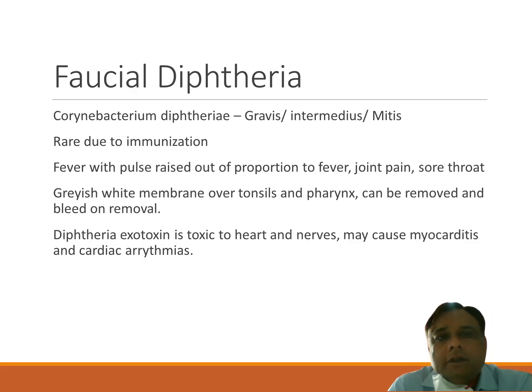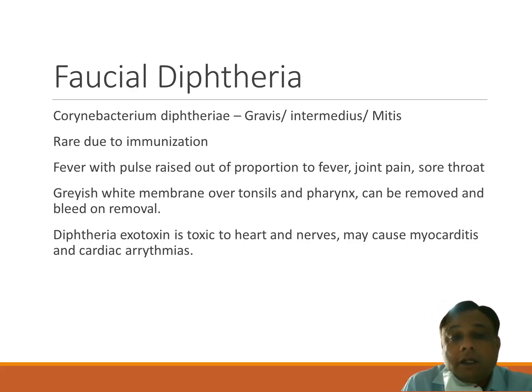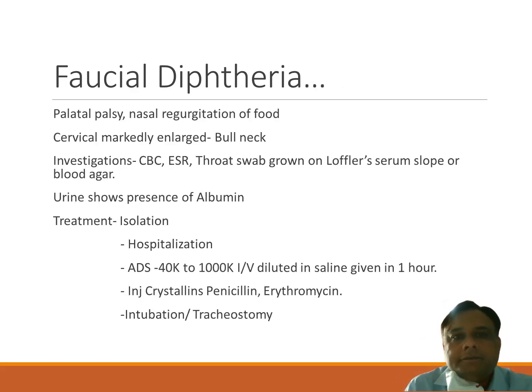So these are the different pathologies other than acute tonsillitis. Faucial diphtheria is caused by Corynebacterium diphtheriae, and is rare due to immunization. Fever with raised pulse out of proportion to the fever, joint pain, and white membrane over the tonsils and pharynx are the cardinal signs, and the area can bleed after removal of the membrane.